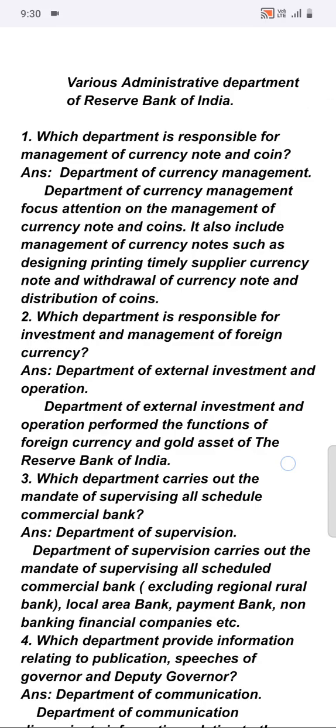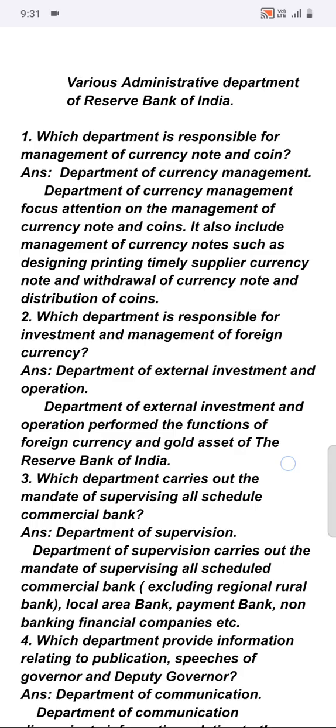Department of Currency Management focuses attention on the management of currency notes and coins. It is also responsible for management of currency notes such as designing, printing, timely supplying of currency notes, withdrawal of currency notes and also distribution of currency notes. So Reserve Bank of India looks at every area: when to print, how much to print and where to distribute.